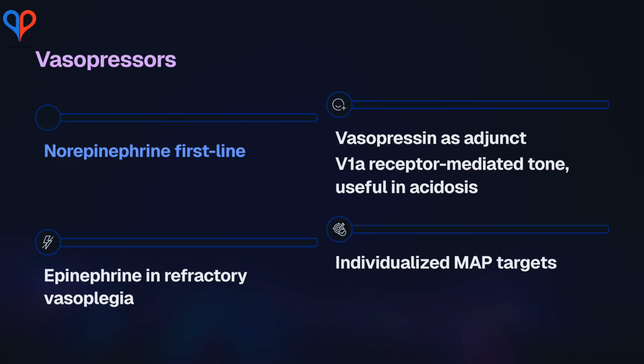Vasopressor therapy begins with norepinephrine, but vasopressin provides potent V1 receptor-mediated vasoconstriction independent of pH. This becomes especially valuable when acidosis renders catecholamines less effective.